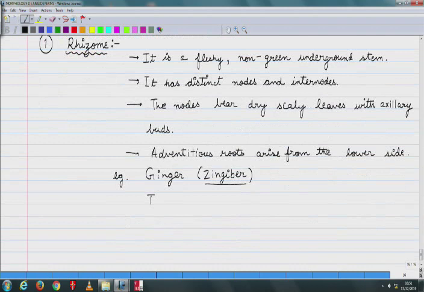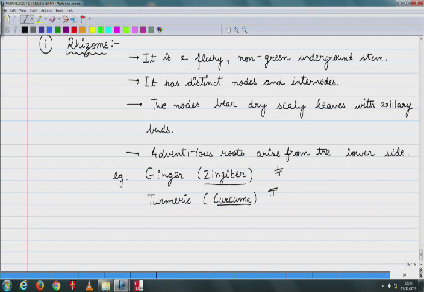Then there is turmeric. The botanical name of turmeric is Curcuma longa. Canna is also a rhizome. Alocasia, Dryopteris, banana. There are lots of rhizomes. Actually, banana also shows presence of rhizome. But let it be. Two examples at least I expect you to remember very well.